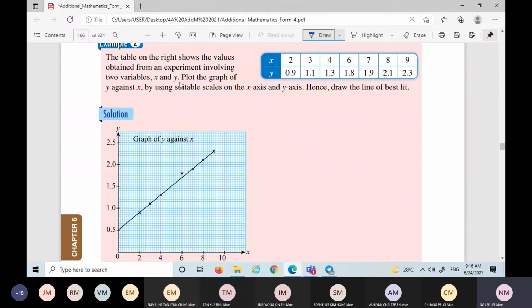So here, the suitable scale: if the question doesn't give you the scale, you have to think of a suitable scale. After that we will discuss it. Then you plot the points. You see the x-axis has 2 until 9. Because they didn't give you the range, you have to adjust it yourself, so you start from 0 until 10. And the y-axis is 0.9 until 2.3, so here you start from 0 until 2.5.